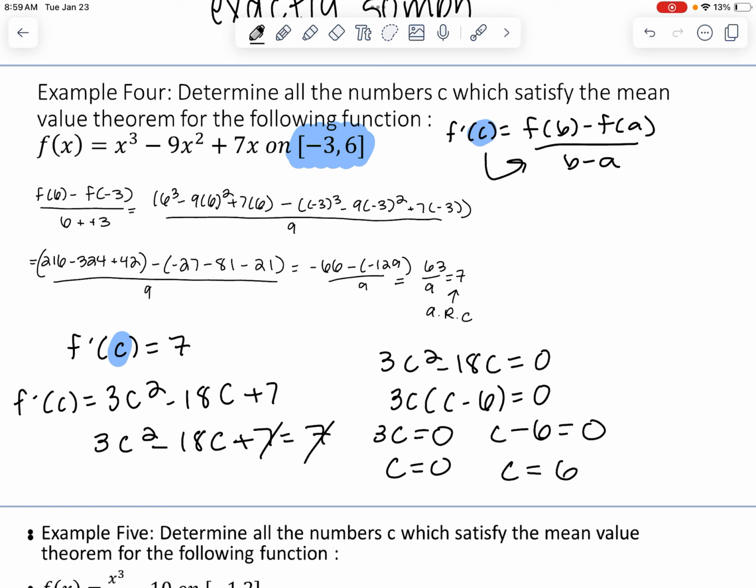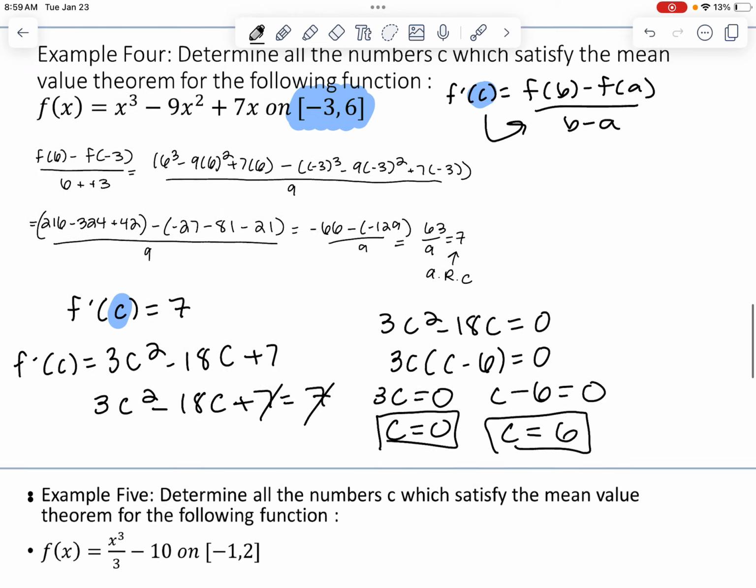So sometimes there's going to be more than one C value that satisfies the mean value theorem. And in this case, C equals 0 and C equals 6 satisfy. Okay, we have two more examples, and then we will be done. Oh, three, sorry. Okay, but we'll go quick.